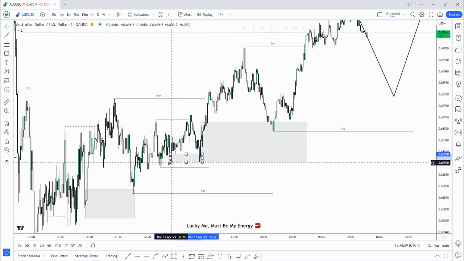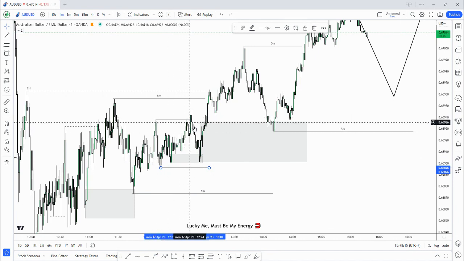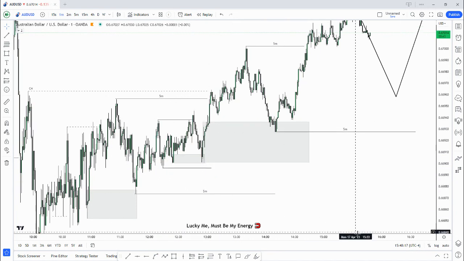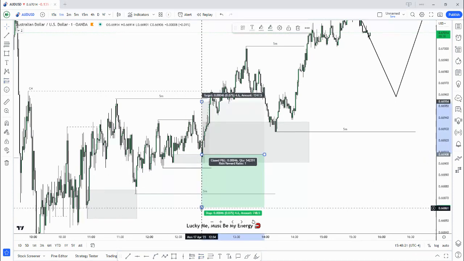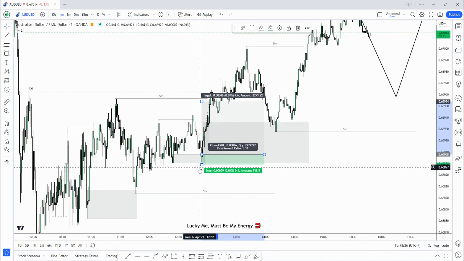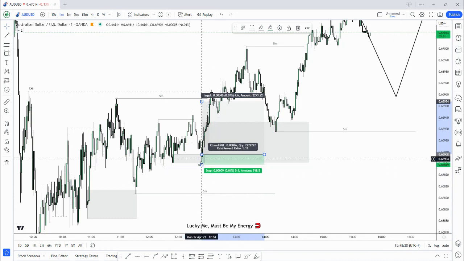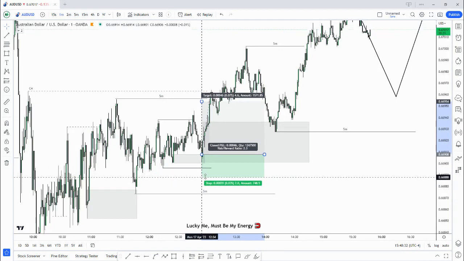You can see if I can get my tool. There we go. So that little 1 minute demand zone, price comes up from that, breaks this high, pulls back, mitigates this demand zone. And let's see what this potential trade would be right here. If you set a pending order at the top of that, you would have about a 1 pip stop loss, which is really tight.